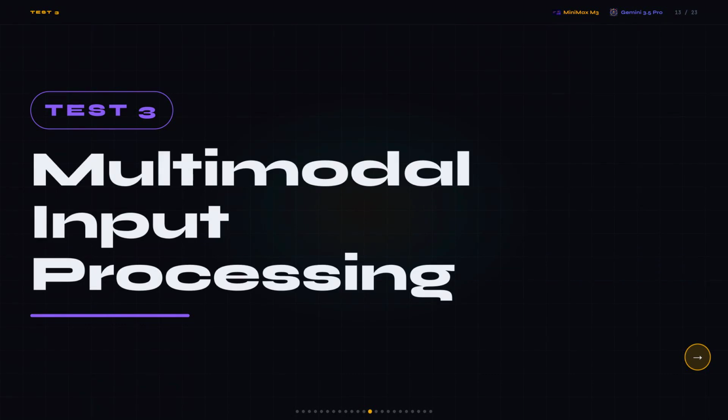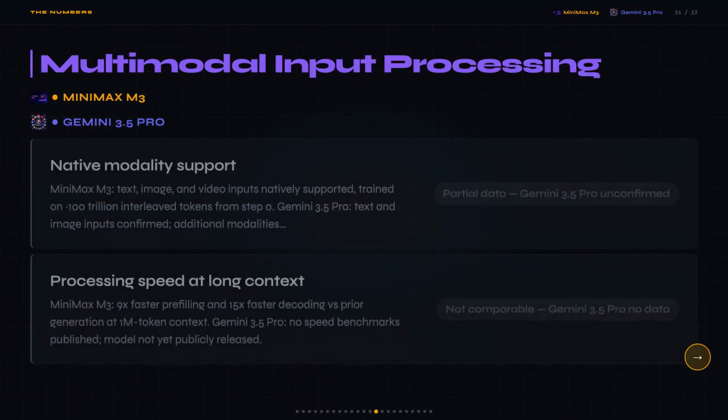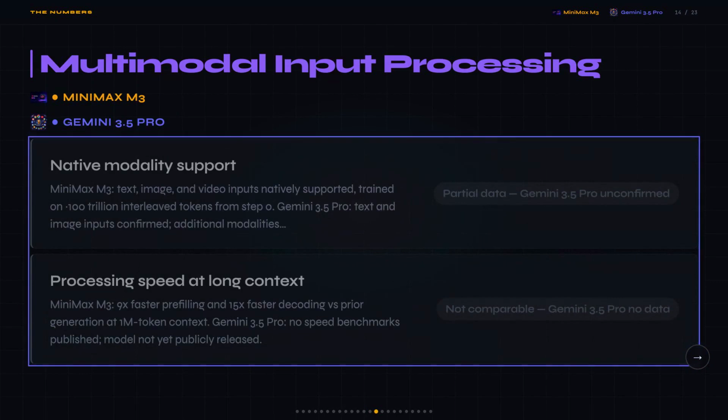You're trying to feed a model video frames or images alongside a long text prompt. And if the model can't handle it natively, you end up pre-processing everything yourself, which adds latency and cost before the model even sees the input. What surprised me here is how one-sided the data is.